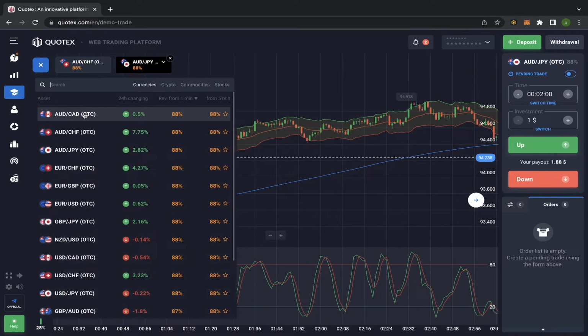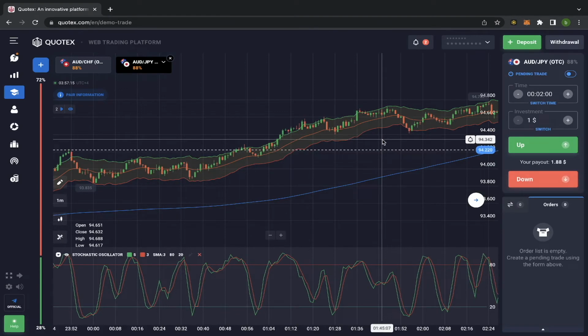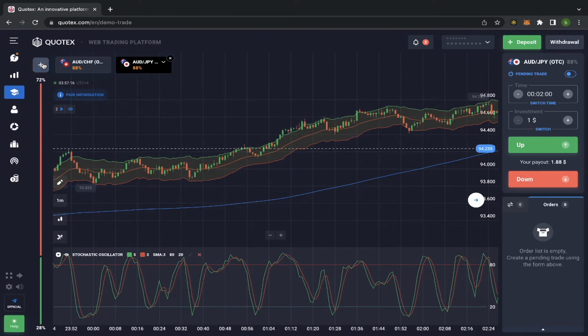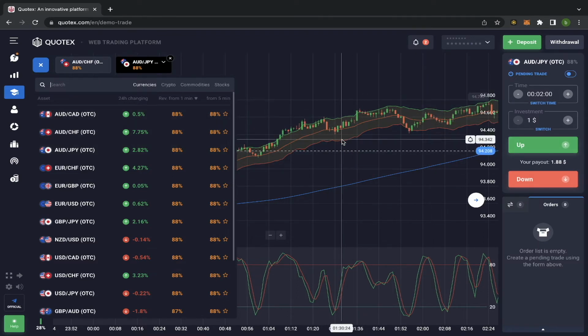OTC means over the counter, and when this market is going on, the broker is controlling the charts. The real market is closed. So never trade in the OTC market, because the broker controls it, and you can never know where the market will be moving next. So you will most probably be losing money if you use this strategy in the OTC market. Always use this strategy in the real market.